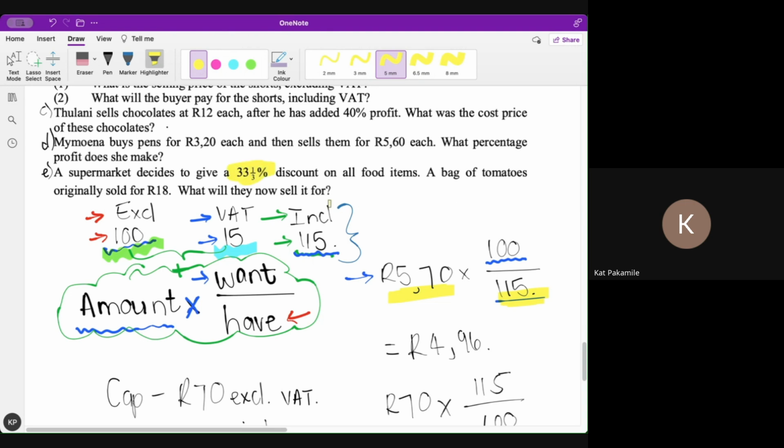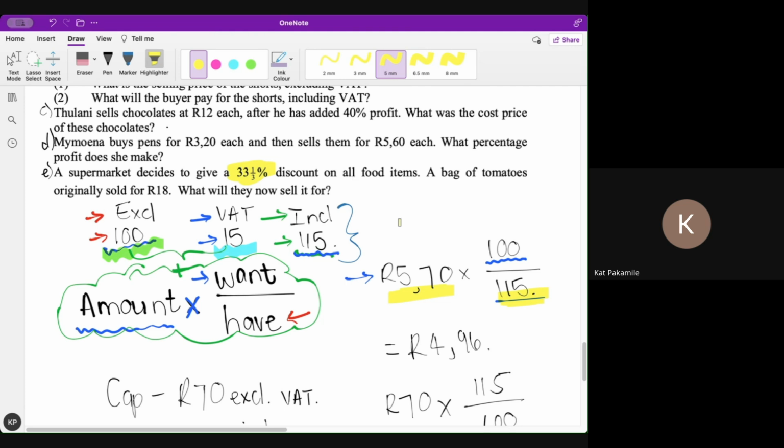And then it says a bag of tomatoes originally sold for 18 Rands. What do they sell for now? So we need to first find out how much that discount is. So how are we going to work out how much in Rands that discount is? Is it an out of sum or is it an of sum?